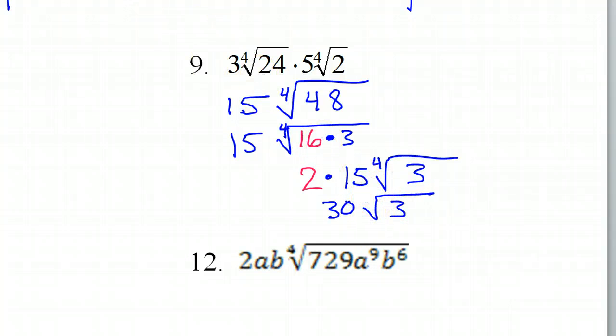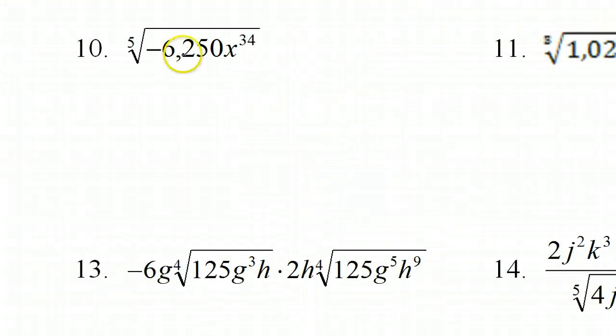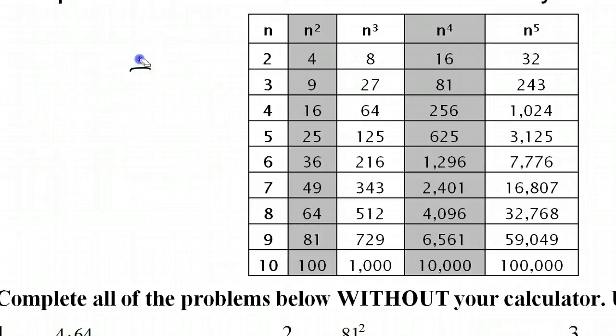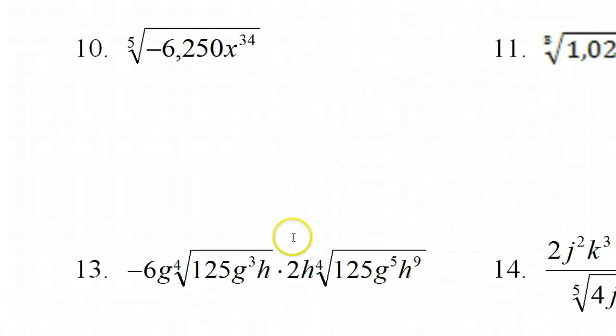Let me try one more time with that 4 though. Okay, that is how you do that. Okay, I see that negative number, but because it's an odd power, it's possible. So 6,250, 5th root. Okay, there's no 6,250 here. So I need to look for the biggest number in the 5th power column that will divide into 6,250.